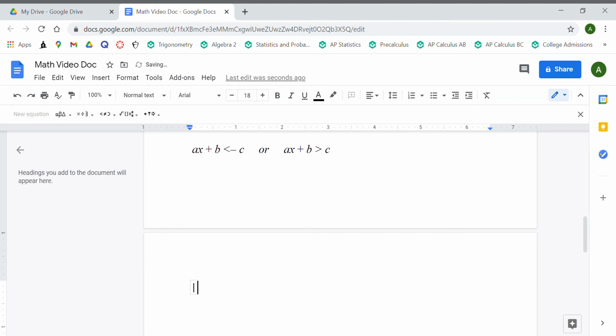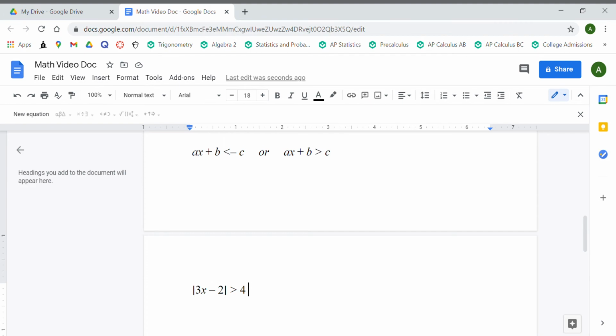Alright, I'm going to show you how this works. The absolute value of 3x minus 2 is greater than 4. Alright, so we have a greater than symbol. That means we need to follow this rule right here.